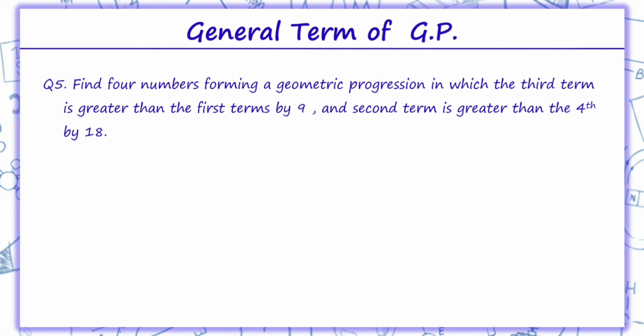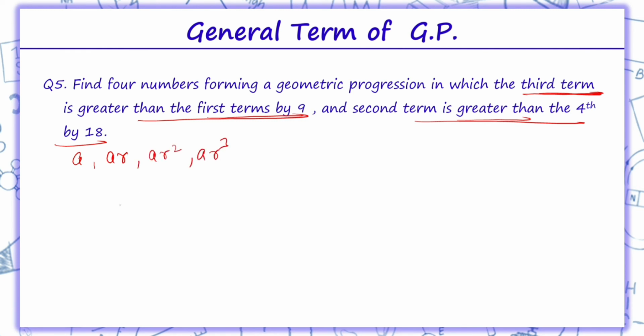So the next question is, find 4 numbers forming a geometric progression in which the third term is greater than the first by 9 and the second term is greater than the fourth by 18. We have to find 4 terms. So we will assume the 4 terms will be A, AR, AR square and AR cube. Now they have given the third term is greater than the first term by 9, that is AR square is A plus 9.